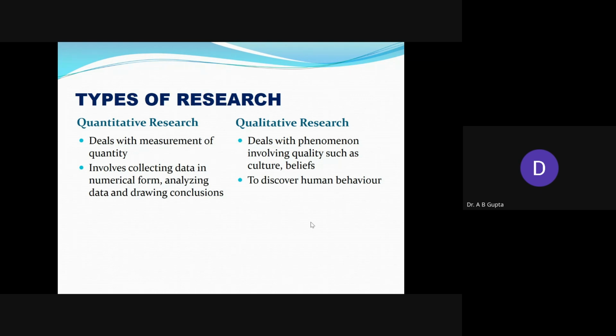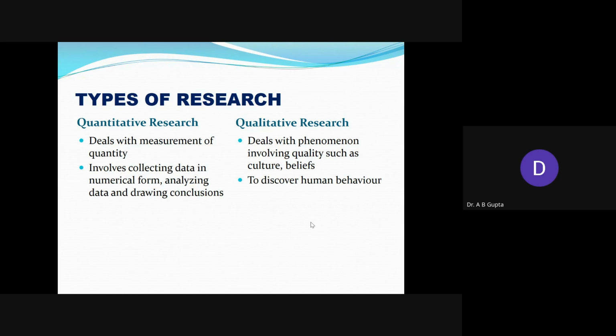Quantitative research deals with measurement of quantity. Basically you are collecting numerical data. You want to measure a certain characteristic, and to measure that characteristic, you are collecting a lot of data. Numerical data, very, very important. If you are doing that, then my friends, it is quantitative research, dealing with measurement of a quantity, collecting data in numerical form.